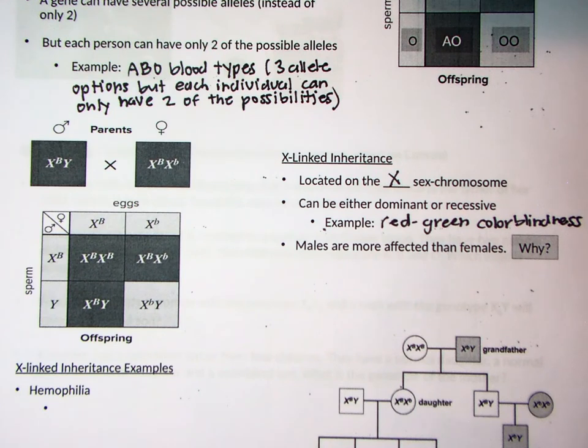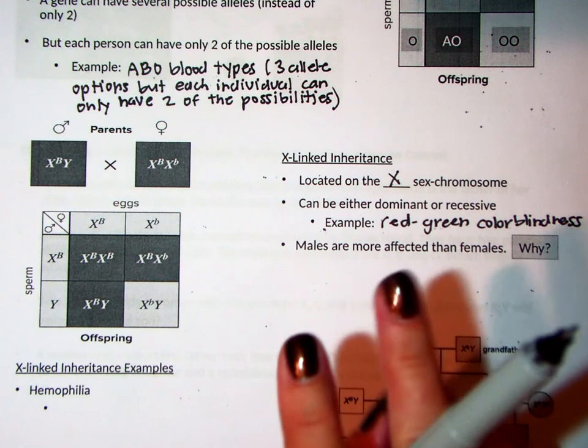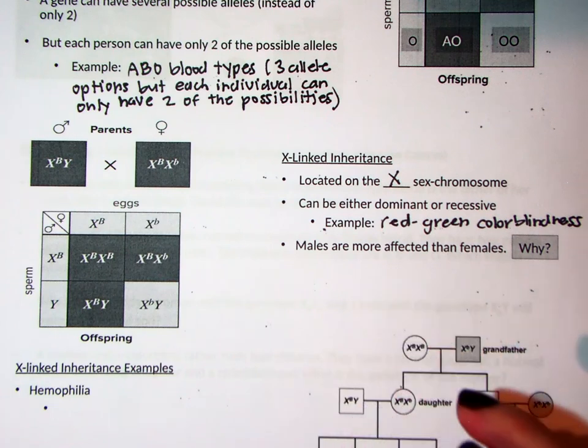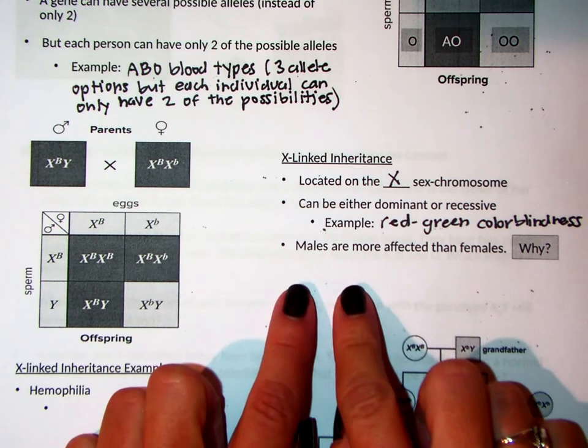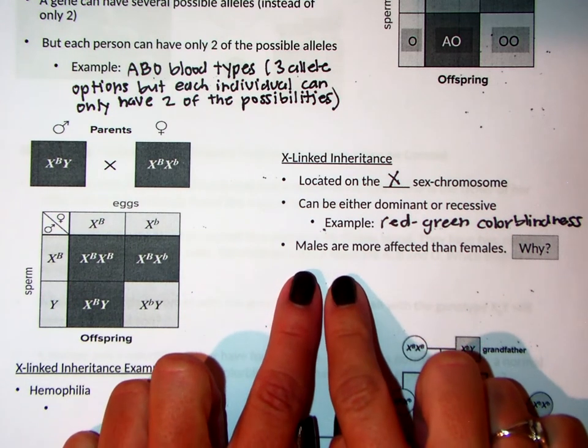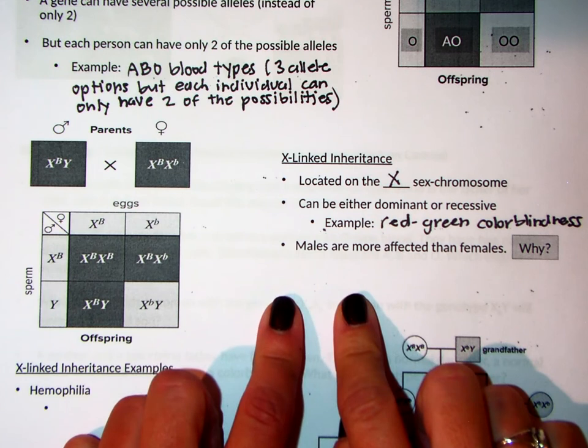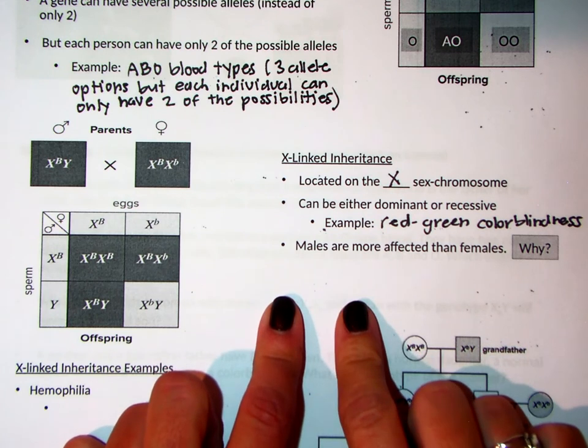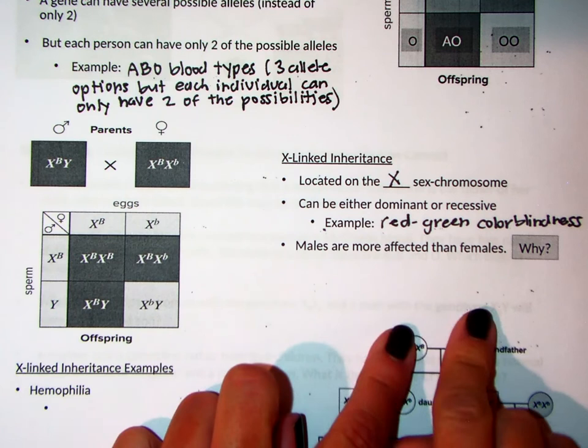Men only have 1 X chromosome, so if that one is bad, then there isn't another one to mask it. So in order for a female to get an X-linked recessive disorder, she would have to get a recessive X from mom and a recessive X from dad. For the males, they only have to get it on 1 of their 2 sex chromosomes.